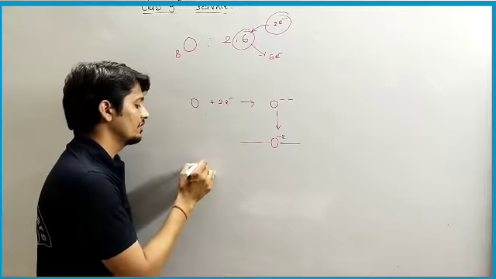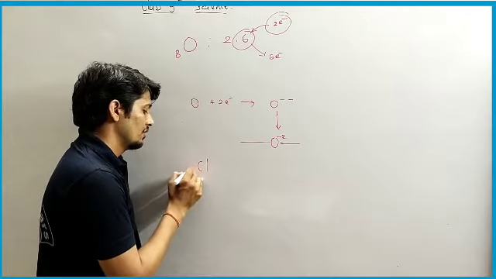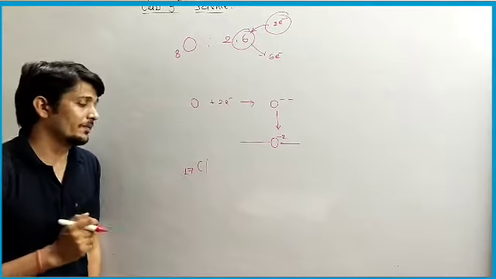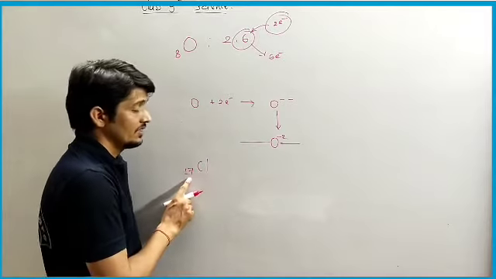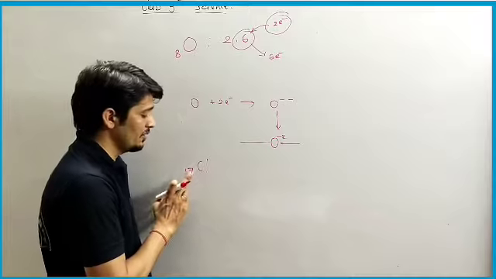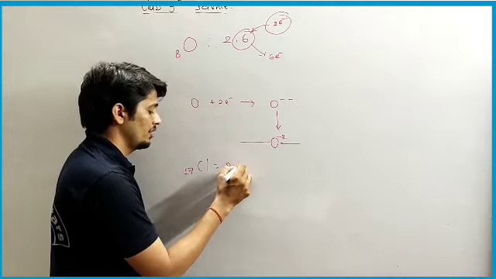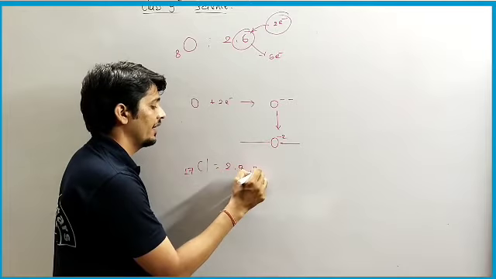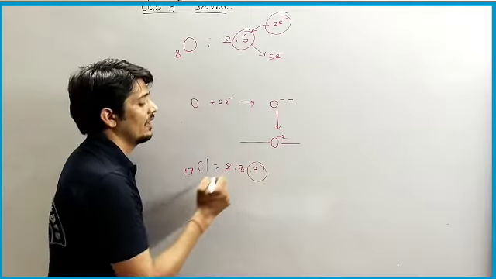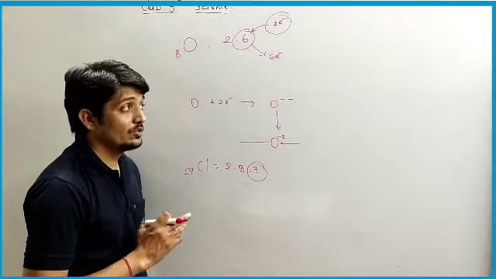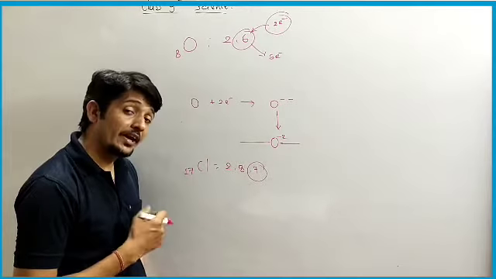Now we have to check the valency of chlorine. So we know chlorine has atomic number 17. That means chlorine has 17 electrons. Its electronic configuration will be 2, 8 and 7. Again, in the outermost shell we have 7 electrons. So the octet rule says every element must have 8 electrons.